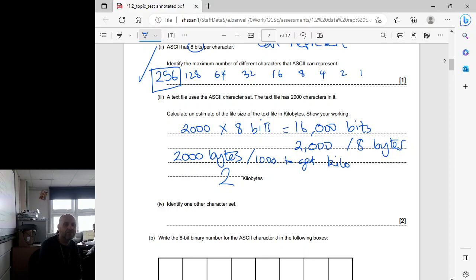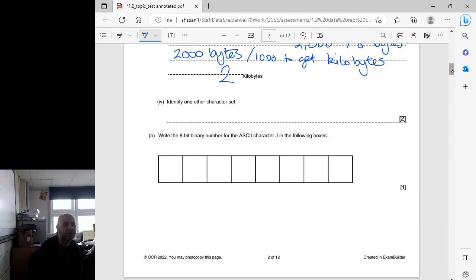It's important that you remember that. But yes, stick 2,000s. Multiply by 1,000, divide by 1,000. Right, one other character set. The only other one we've talked about is Unicode, which a few of you did get.